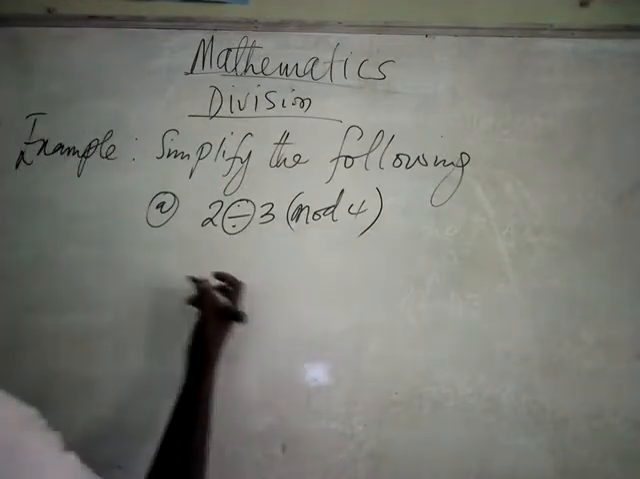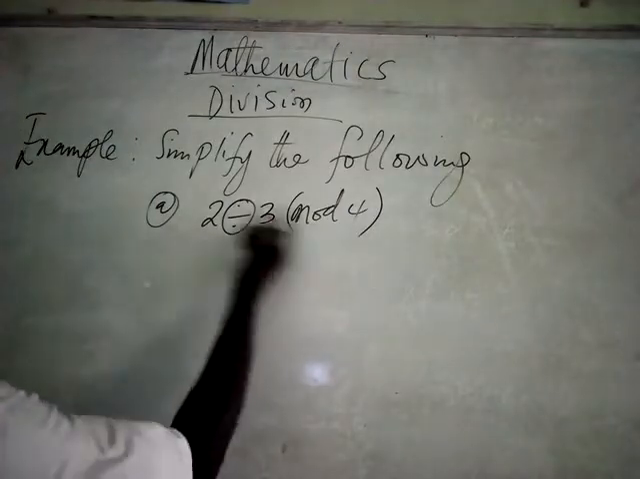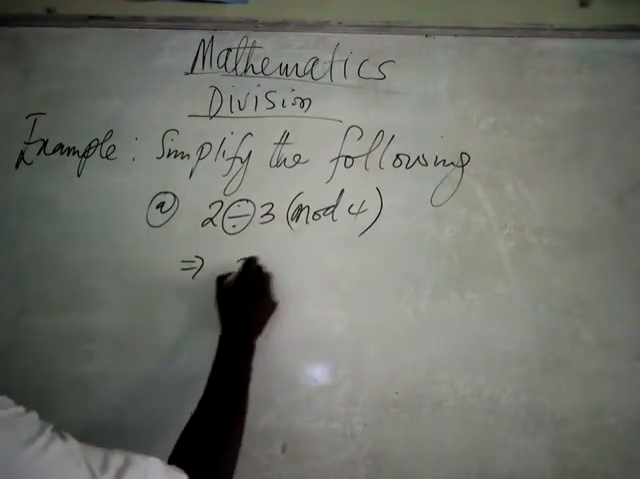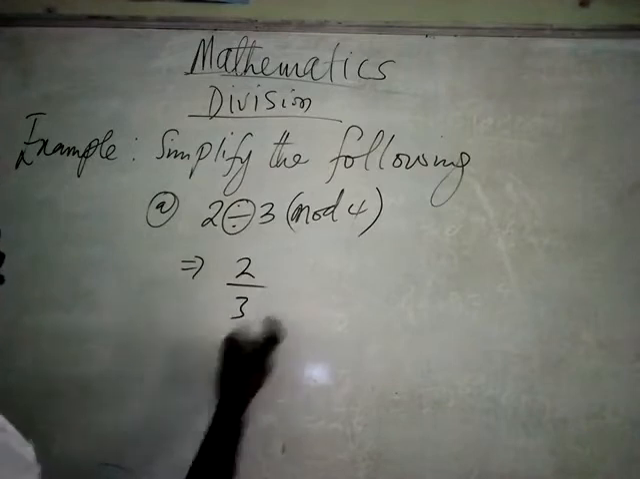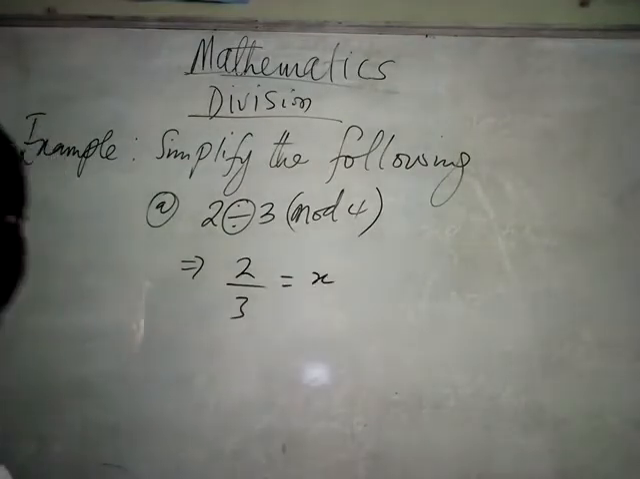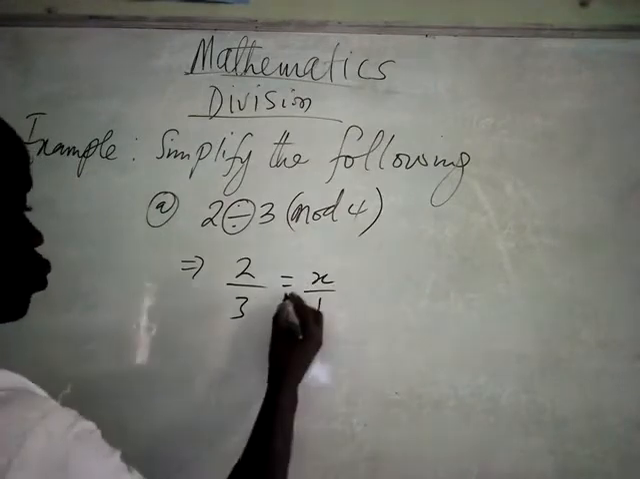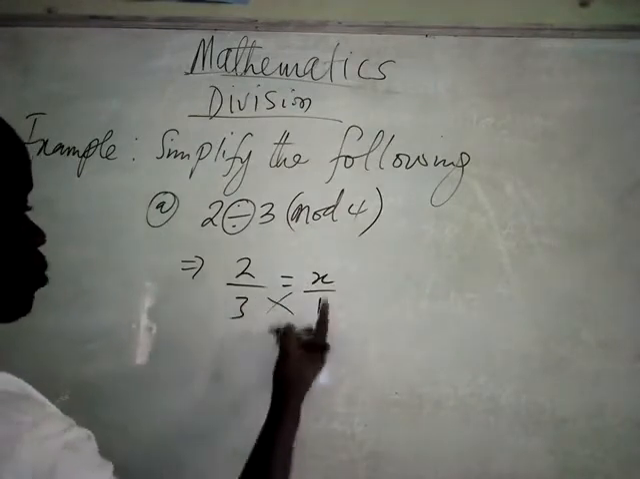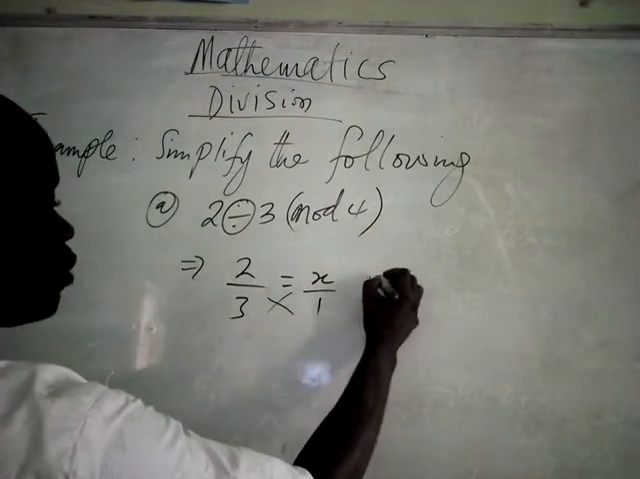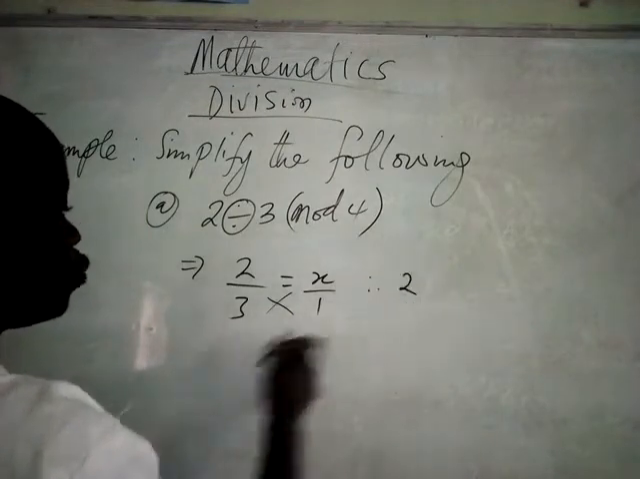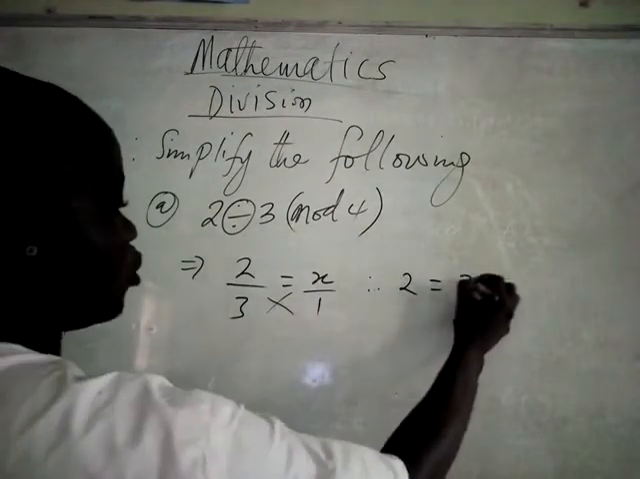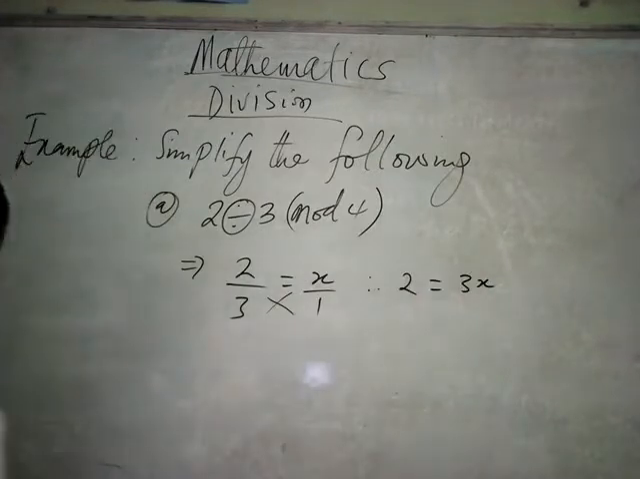So you're simply going to say that 2 divided by 3 is the same thing as 2 all over 3. Let's say 2 all over 3 is equal to x. Do you understand? And make this over 1. So cross multiply. 2 times 1 gives you a 2. 3 times x gives you a 3x. You see what I'm doing there?